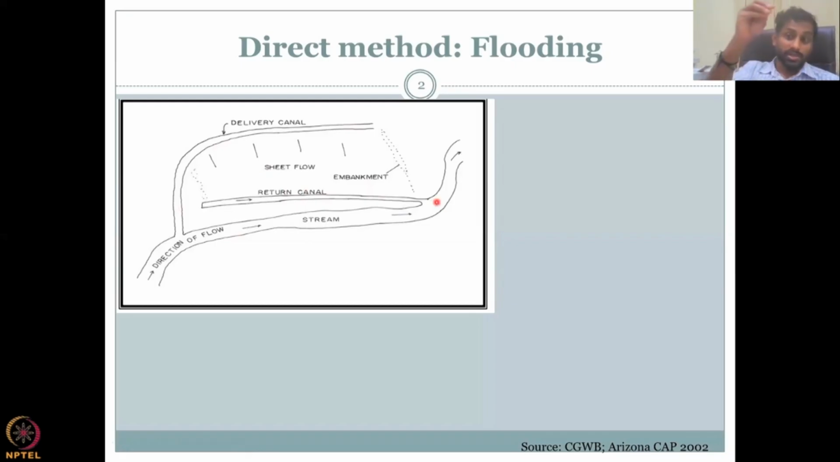So only some water is going in. Think about if you start ponding the water, then water is evaporated. It's lost. You don't want that to happen. You want the water to move, and while it moves, it actually recharges.